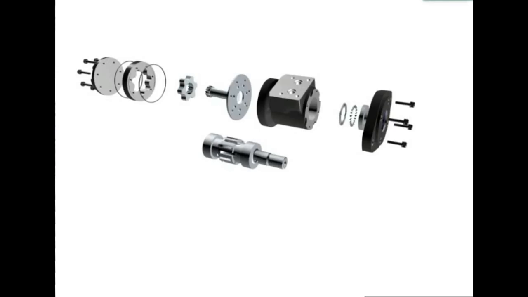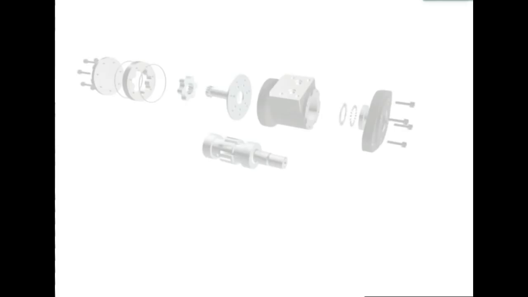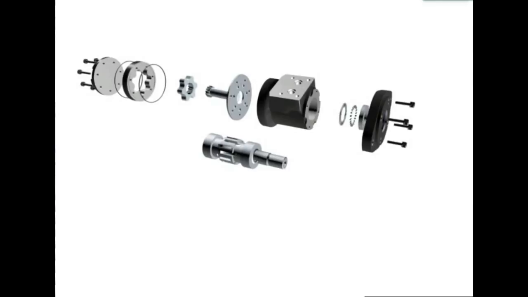A gyrotor motor has an orbital internal gear system. The main components of the gyrotor motor include the stator that is an internal gear, the rotor which is an external gear, the drive coupling, an output shaft, a rotary valve that is often incorporated into the output shaft, and the housing with the ports.